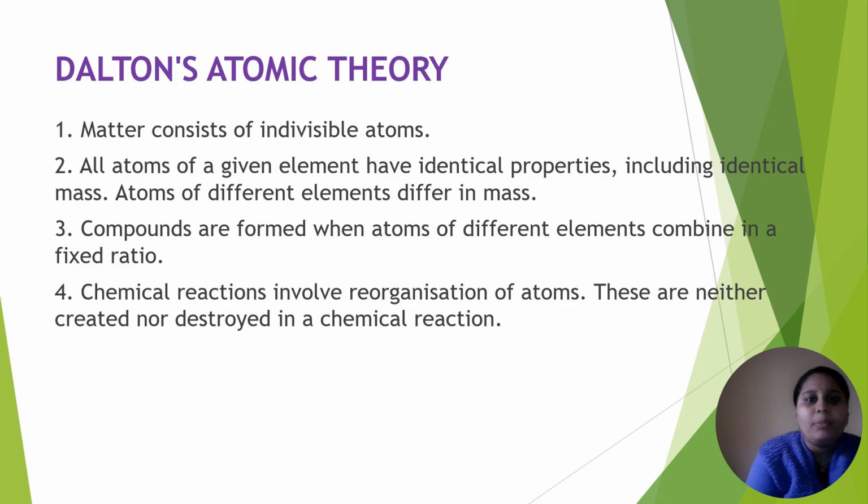Compounds are formed when atoms of different elements combine in a fixed ratio. So if you combine elements in a fixed ratio, you get compound formation. Chemical reactions involve reorganization of atoms. So in a chemical reaction, different atoms undergo reorganization and form a new compound. Atoms are neither created nor destroyed in a chemical reaction, according to the law of conservation of mass.